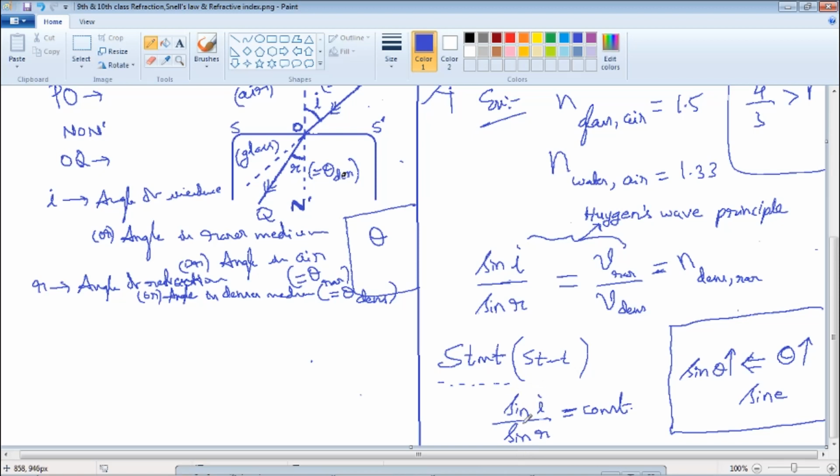Sin i increases tripled, sin r also should get tripled. Then only the ratio will be remaining constant. That means when sin i increases, sin r also will be increasing proportionately. This is called proportionate increase.